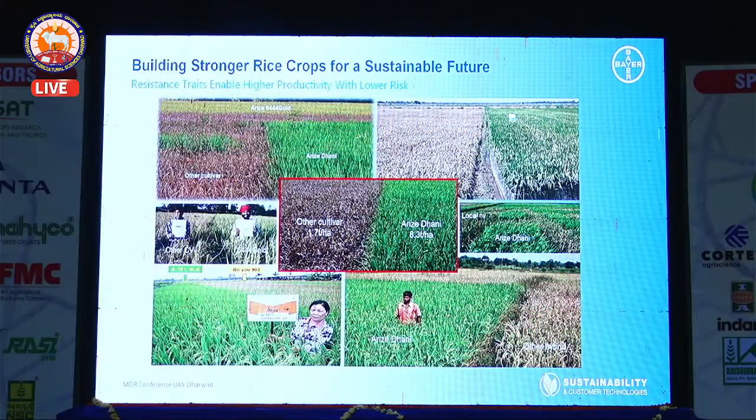These are some of the pictures which validate our company is trying to make an AI agent for our R&D. In the middle, you can see Arise Dhani on the right side gave 8.3 tons per hectare. And on the left side, the other cultivar gave only 1.7 tons per hectare under the infestation.